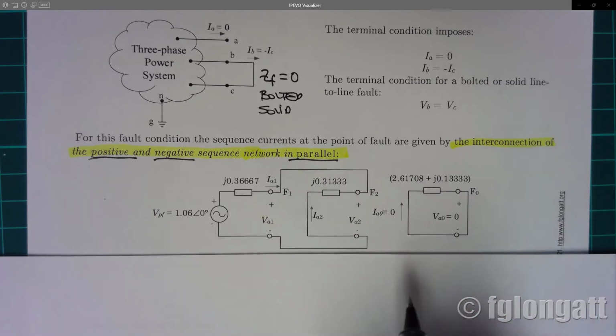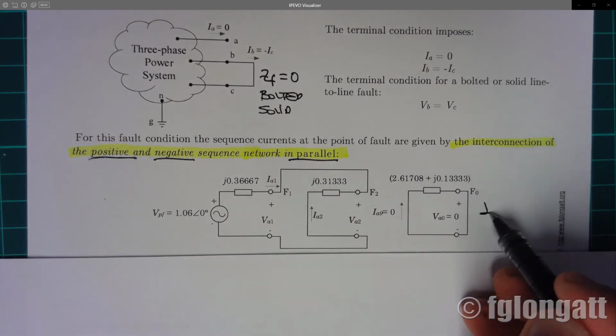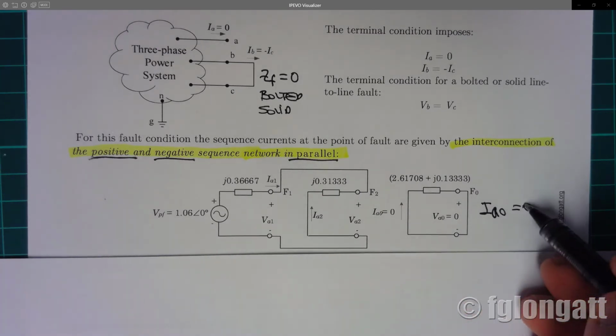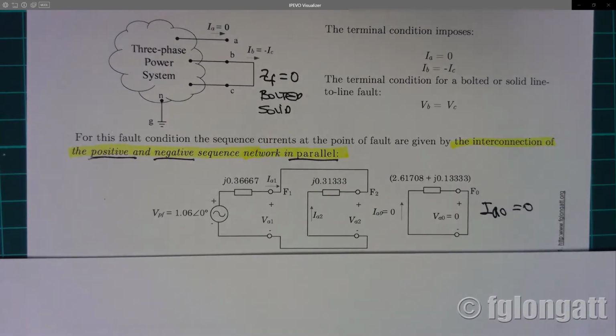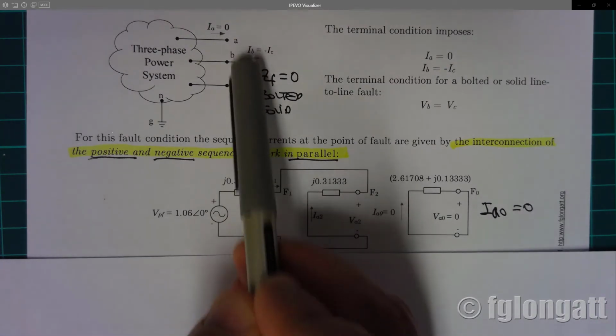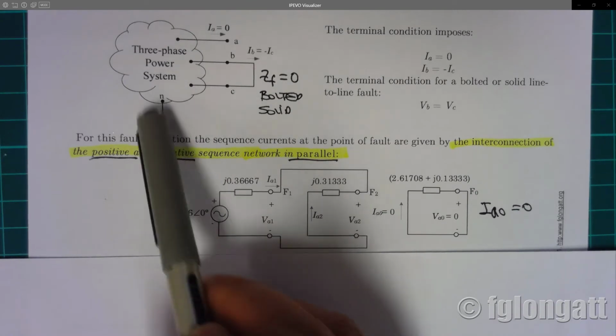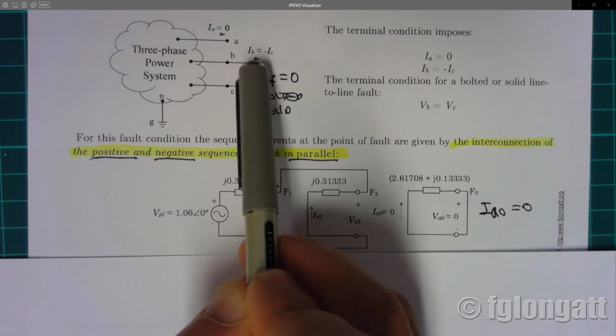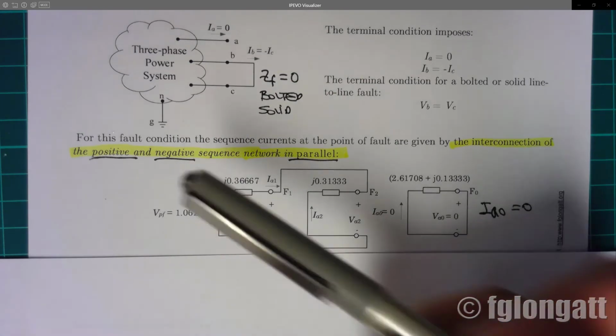A very important conclusion from here: the zero sequence current is equal to 0. That is a straightforward conclusion, and all my students must remember this, because if the short circuit is not involving the neutral or grounding point, there is no zero sequence short circuit current, okay? That is very important, and you must remember that. If the short circuit is not involving ground or neutral, there is no zero sequence here at the fault, okay?